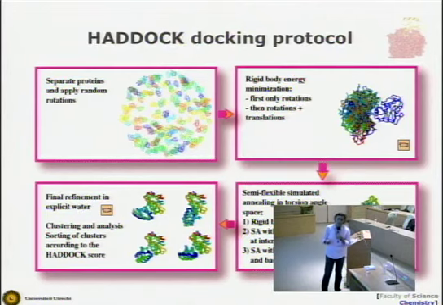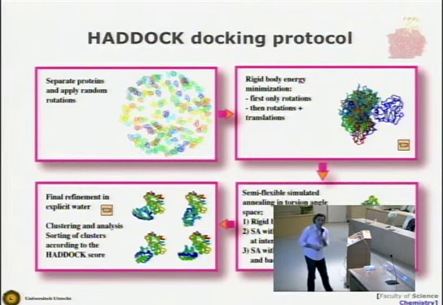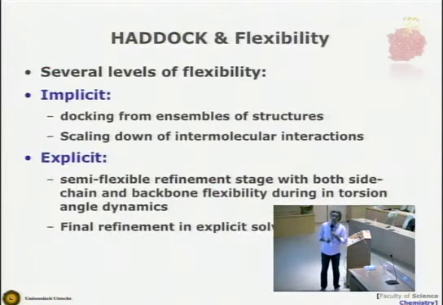And then we measure the energetics of the different clusters. So we measure the intermolecular energies of the clusters. And this is going to define our scoring for the different clusters. So we have different levels of flexibility, implicit flexibility. We can start the docking not from a single structure, but from an ensemble structure. So if you have an NMR ensemble structure, or if you have samples from molecular dynamics conformations, you can give those. And the explicit treatment, I explained to you already: semi-flexible refinement with side chain and backbone flexibility.